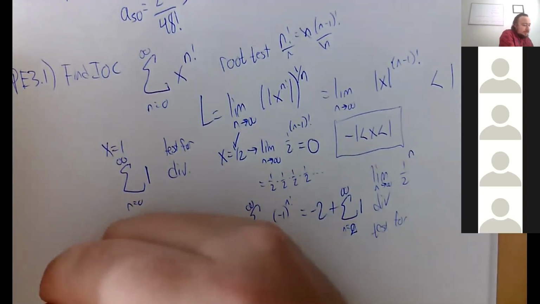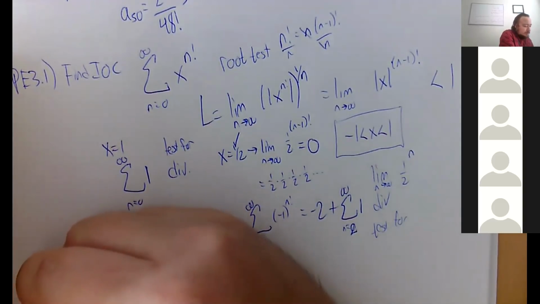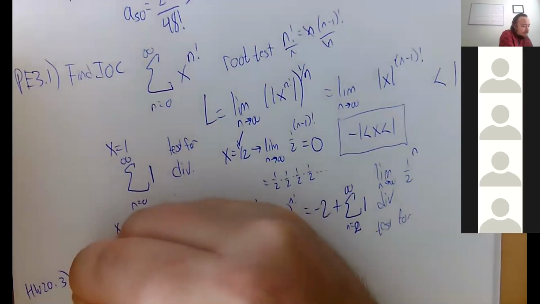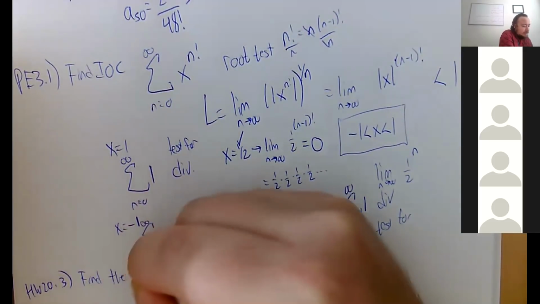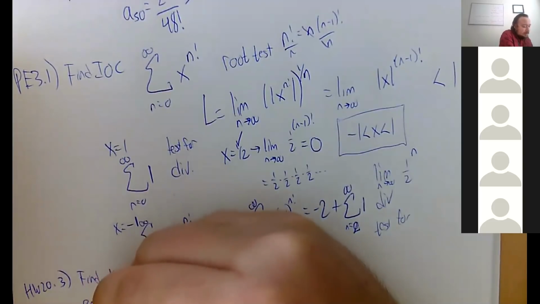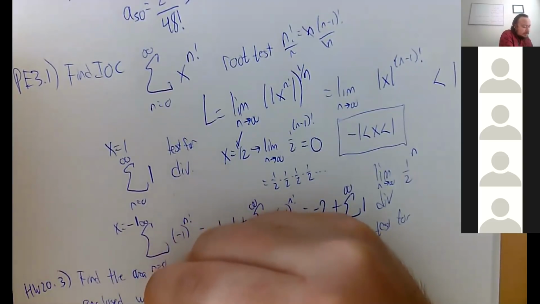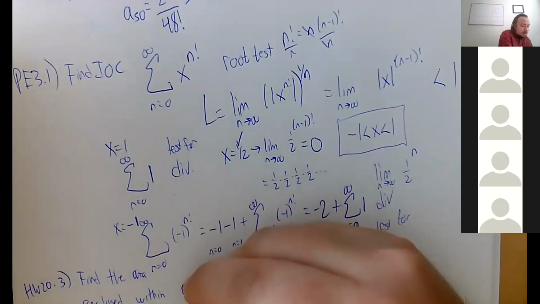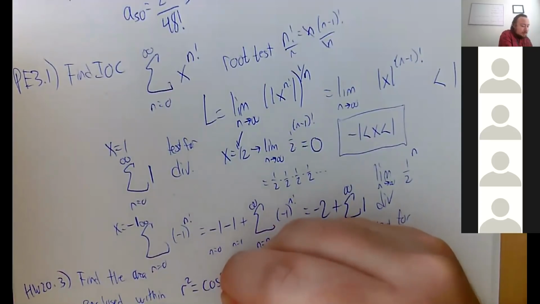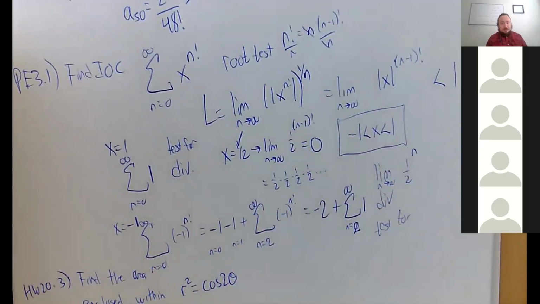So this one is an interesting problem. Homework 20, number 3. Find the area enclosed within the curve r squared equals cosine of 2 theta. So that is our goal for the next problem right here.